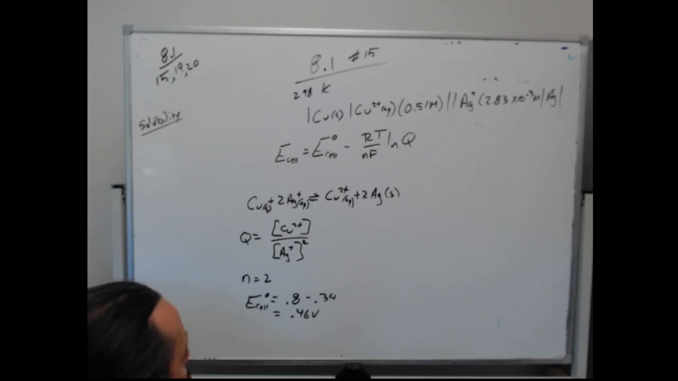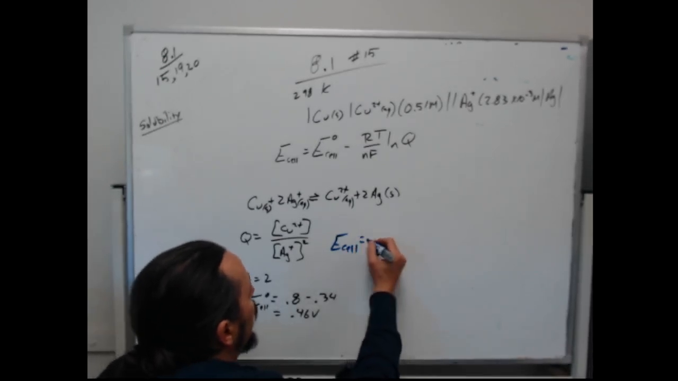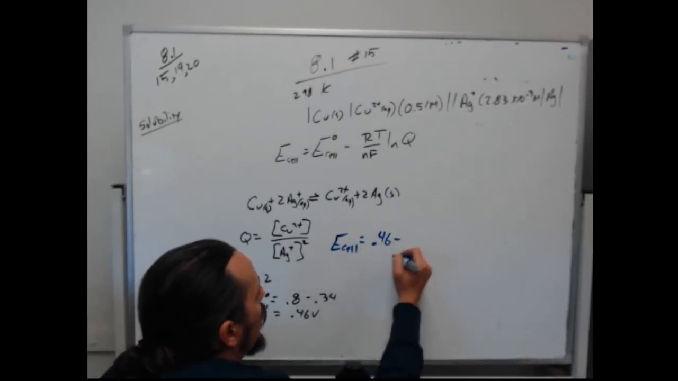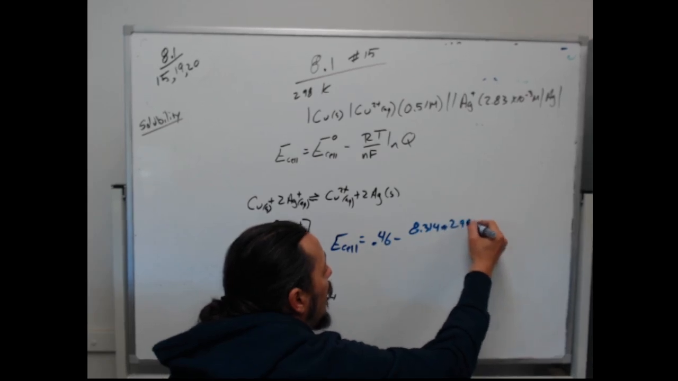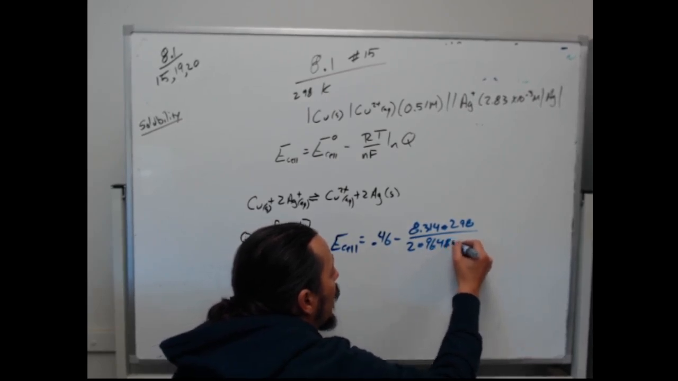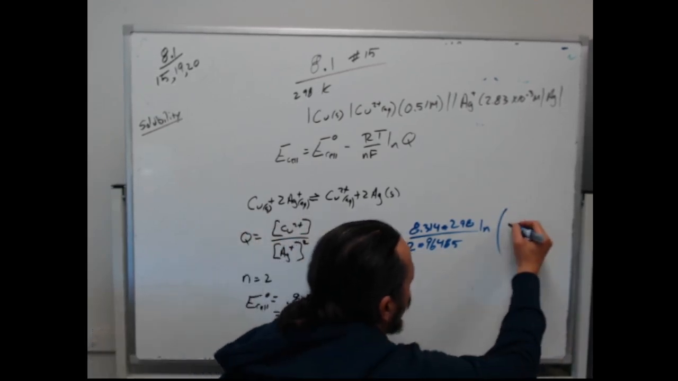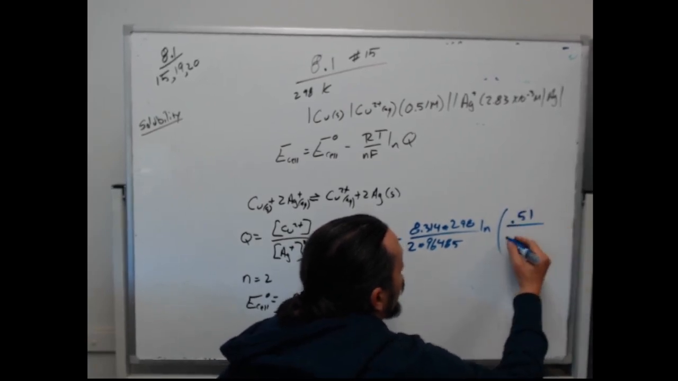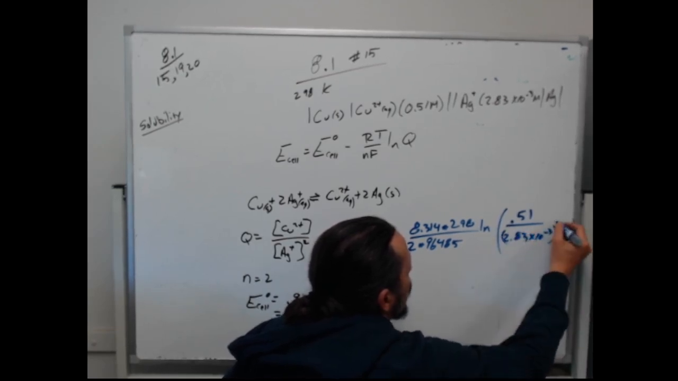Okay, now I can start plugging things into my non-standard Nernst equation, or my non-standard cell potential equation. I can say my E cell is equal to 0.46 minus 8.314 times 298 divided by 2 times 96485, natural log, products over reactants, which is copper concentration over silver concentration. 0.51 divided by 2.83 times 10 to the minus 3, quantity squared.